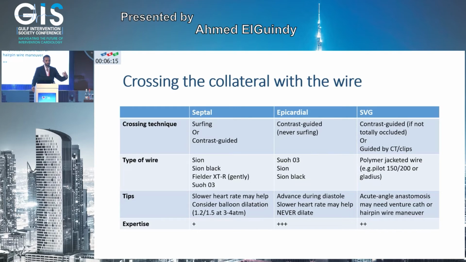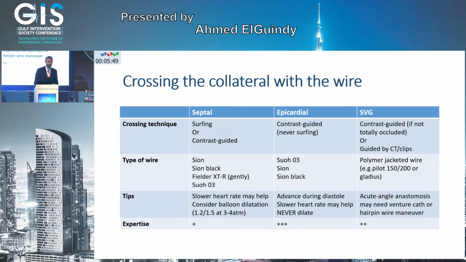If you find buckling or face resistance, we pull back, we rotate it, we introduce it in a different direction. So it's not really a guided procedure as such. The lower the heart rate, the more that helps, because you make progress with the microcatheter and wire during diastole, and it doesn't really require a lot of expertise. Epicardials, on the other hand, are always contrast guided. We don't do them blindly, and we never dilate them.